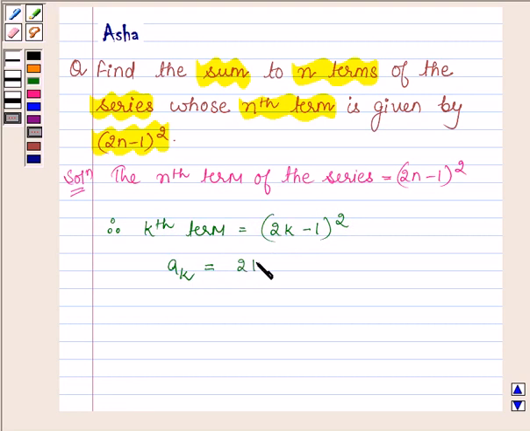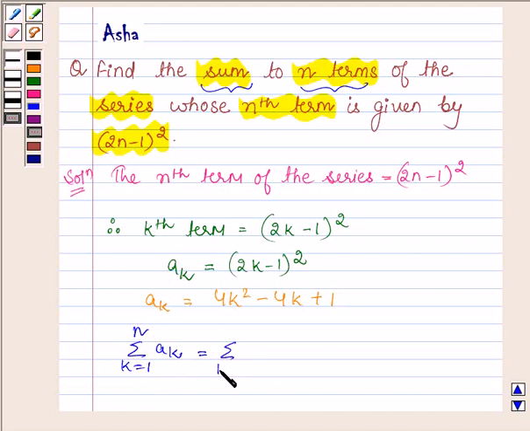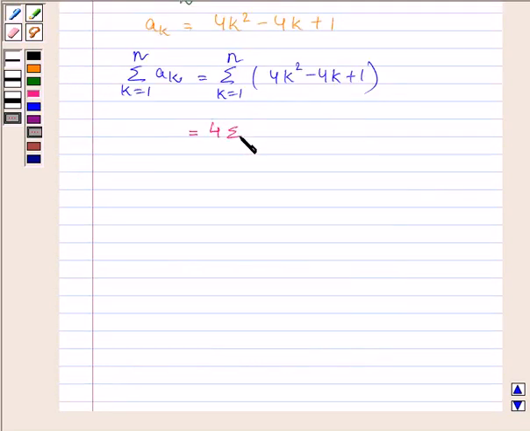So ak is equal to (2k minus 1) whole square, or ak is equal to 4k square minus 4k plus 1. Now, since we have to find the sum to n terms, taking summation on both the sides, summation ak, k running from 1 to n is equal to summation k running from 1 to n, 4k square minus 4k plus 1. This is further equal to 4 times summation k is equal to 1 to n k square minus 4 times summation k is equal to 1 to n k plus summation k is equal to 1 to n 1.